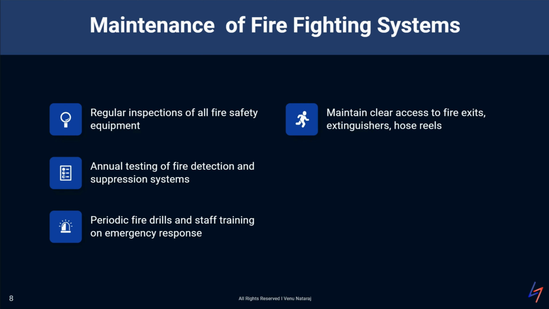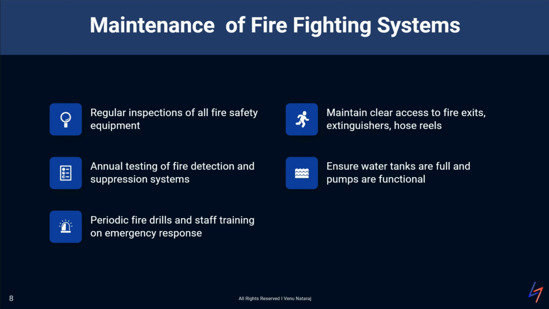Clear access to fire exits, extinguishers, and hose reels must be maintained. Regular checks should be conducted to ensure that these fire safety equipment and exits are unobstructed and in working condition. Additionally, placing clear and visible signs throughout the premises can further assist employees in quickly locating these essential resources during an emergency.